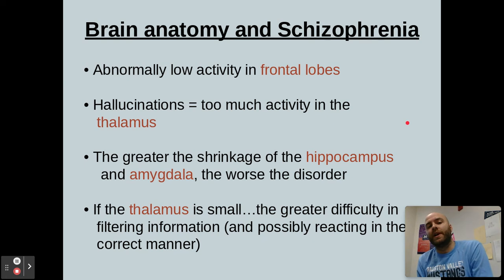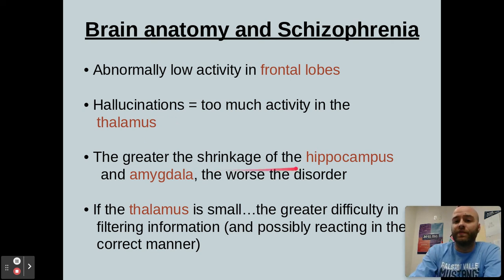Some additional things about brain anatomy. We talked about the frontal lobe, the frontal cortex. There's abnormally low activity there. Your decision-making, planning, personality centers. Hallucinations: there's too much activity in the thalamus, right? Your sensory switchboard is malfunctioning in some way, and it's causing issues with auditory hallucinations, visual hallucinations, gustatory, olfactory, right? It's not directing your sensory information in the correct way.